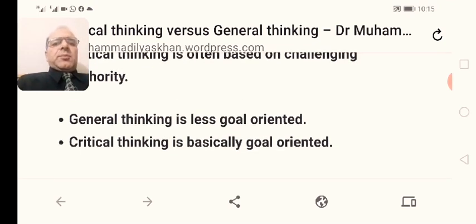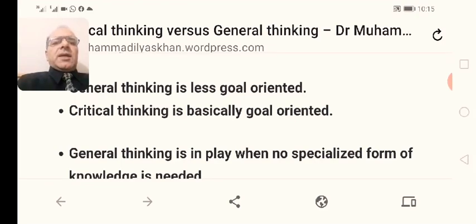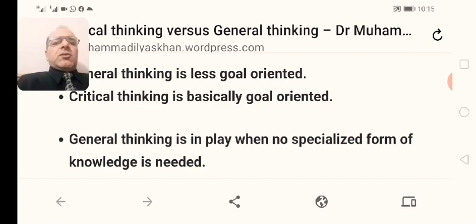The next important difference is that general thinking is less goal oriented, while critical thinking is basically goal oriented. So you are going in a particular direction in order to understand something where you need to put critical thinking to use.